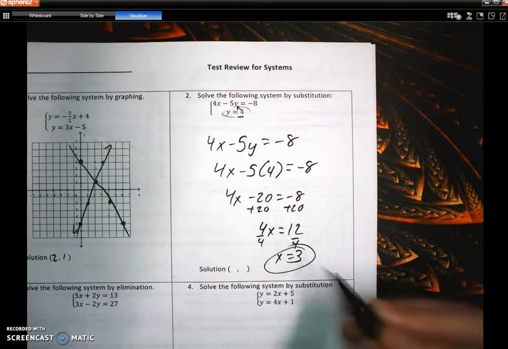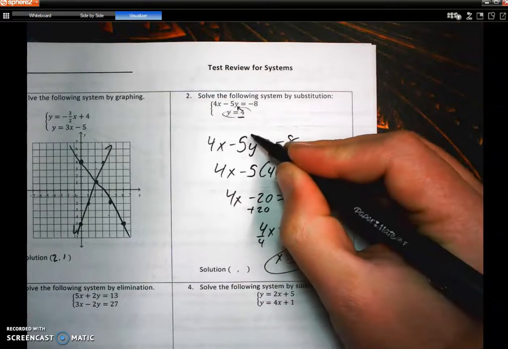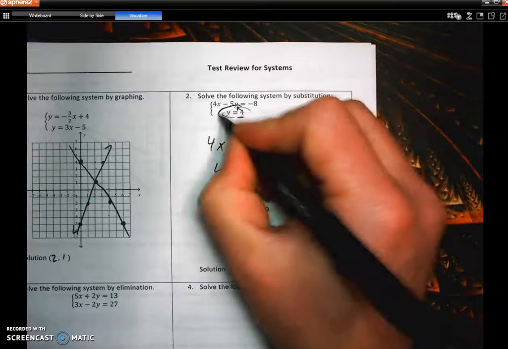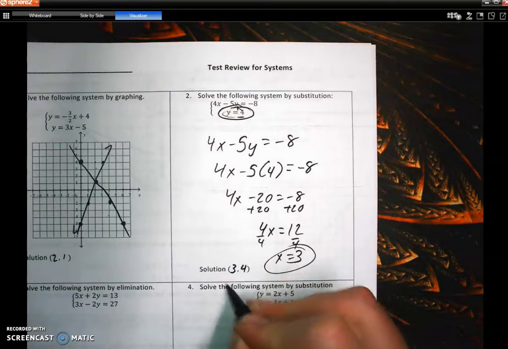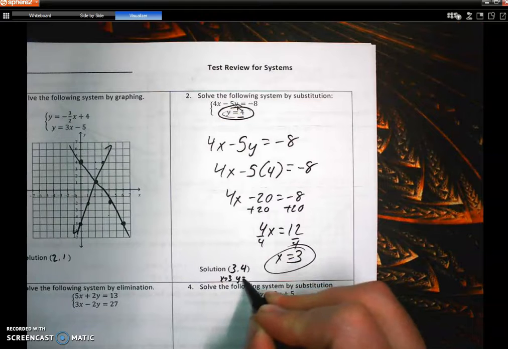X equals 3. Now normally I'd have to plug that back in and do the rest of the math, but they actually already told us that y equals 4. So the answer is 3, 4, or x equals 3, y equals 4.